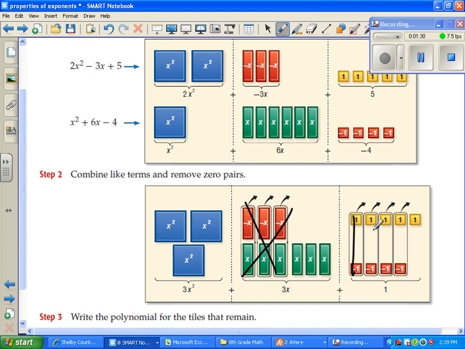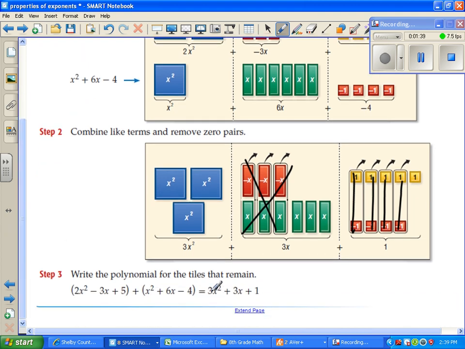And then over here, how many pairs vanish? 4. So I'm left with 1. So then the following is what you have as your final answer. 3x squared plus 3x plus 1.